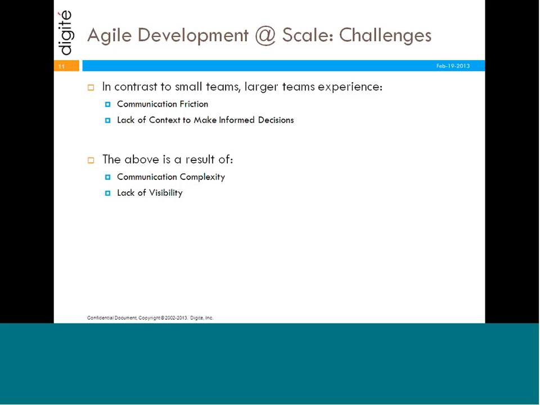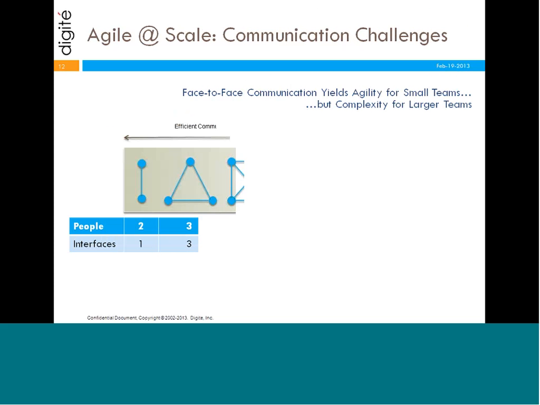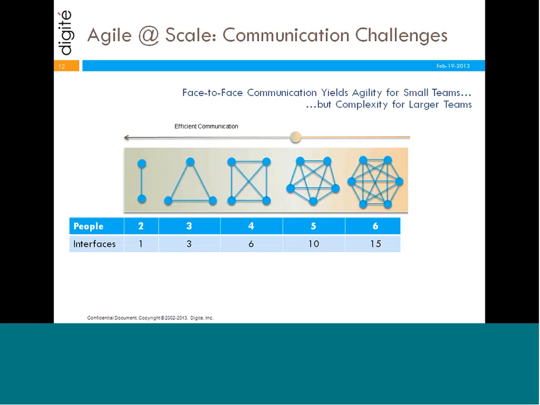And the result is a complexity of communication and lack of visibility. Because people don't have the right information, that itself will manifest, and it could result in process failure, which could be catastrophic for the organization depending on the context of the work they're doing. So if you look at this slide here, building up the transition.